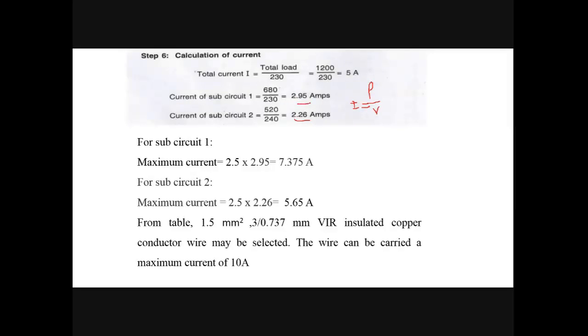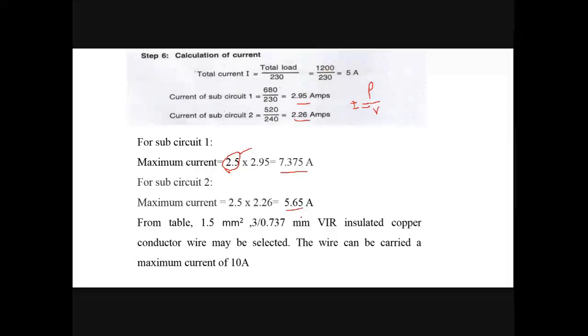Now here, for the purpose of the installation of wiring, we have to use the factor as maximum current. So 2.5 times maximum current can be available. So 2.5, because these are the Indian electricity rules. We have to consider the extra current that can be available in the future. So 2.5 into 2.95 and 2.5 into 2.26, it comes as 7.3 and 5.65.